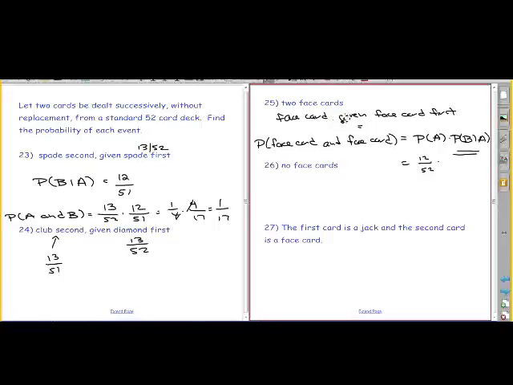Now we have to answer the second card question. Adriana, I'm going to ask you, so if you've chosen a face card, how many face cards are left in the deck? 11. So that's going to be the numerator. And how many cards are left in the deck? 51. So the product of those two gives you the probability of getting 2 face cards.